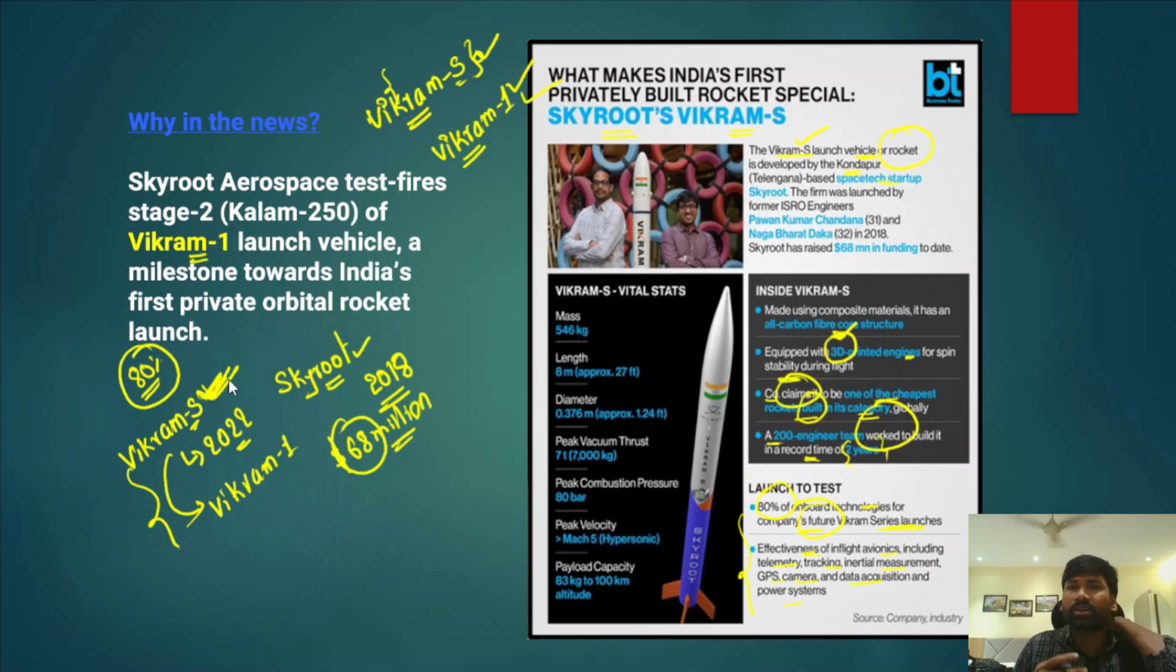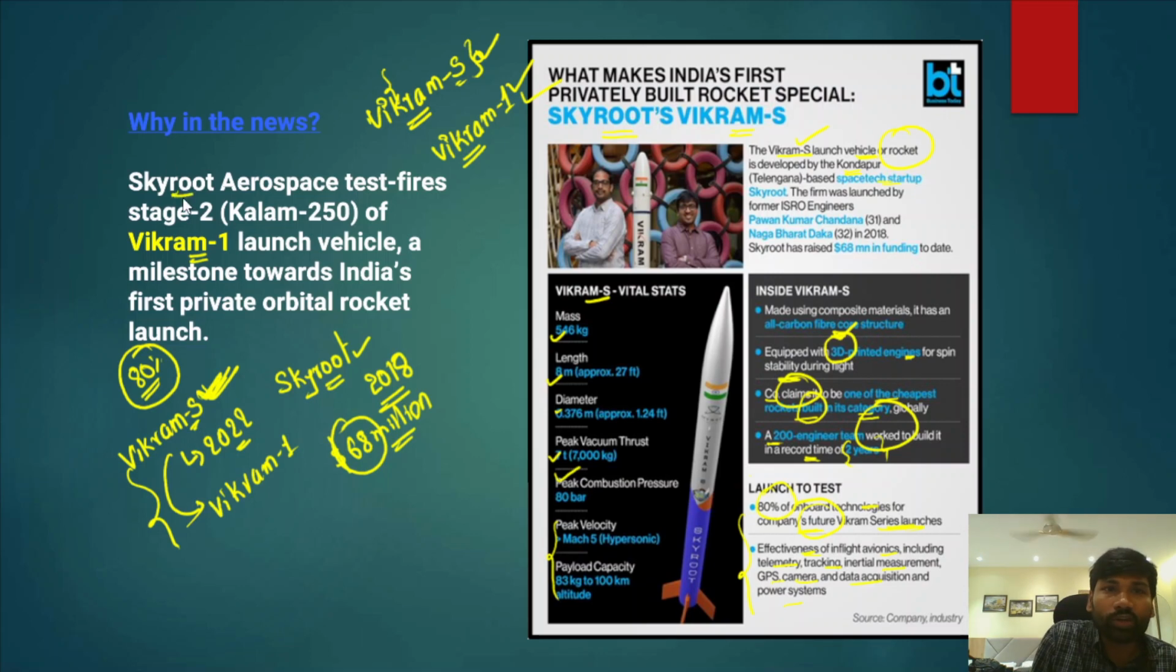launch. So some technical details with respect to Vikram-S: its total mass is 546 kilograms, length 8 meters, diameter 0.376 meters, and its peak vacuum thrust, peak chamber pressure. So all those things are mentioned here, so that is not much significant.